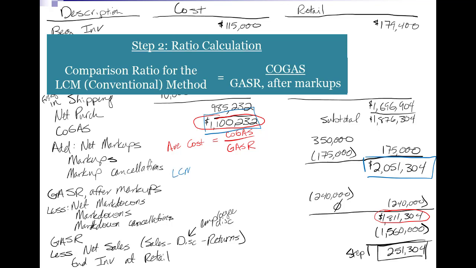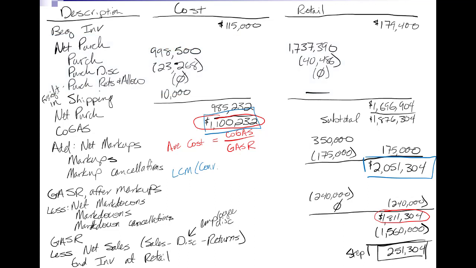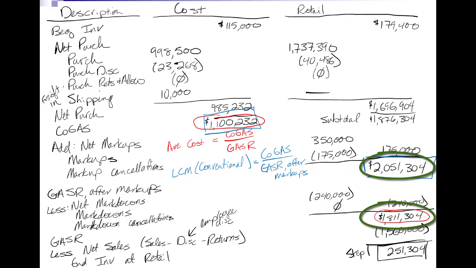So to do lower of cost or market, also known as conventional, you'll see that sometimes, conventional, I take my cost of goods available for sale and I divide by goods available for sale at retail after markups. Now you notice this number is bigger than the 1.8 million. Which means it's going to give me a bigger number at the bottom, gives me a smaller ratio. Smaller ratio gives me a smaller ending inventory estimate. Smaller ending inventory estimate gives me less on my balance sheet and a higher cost of goods sold on my income statement. That's lower of cost or market.